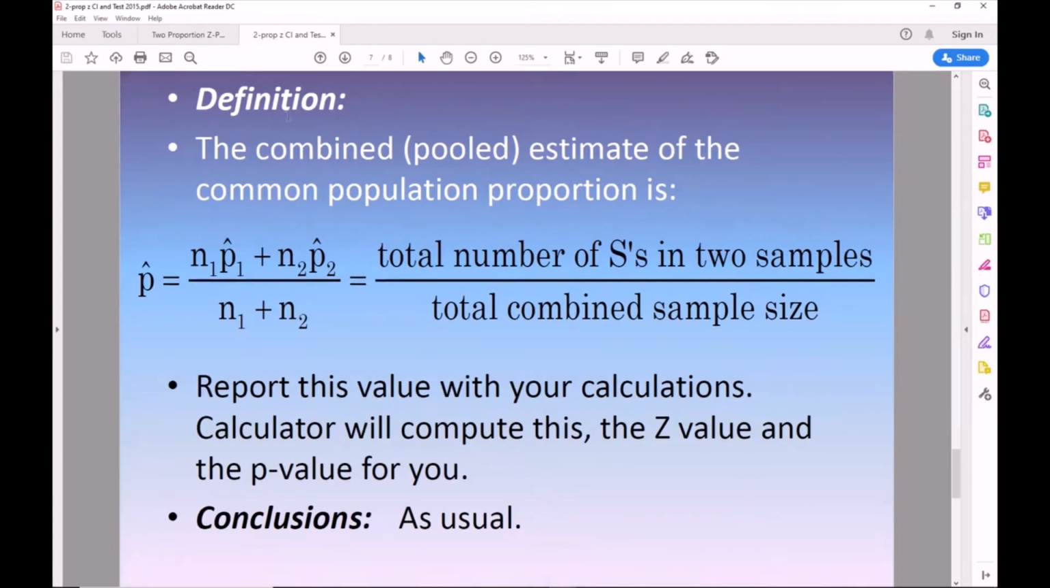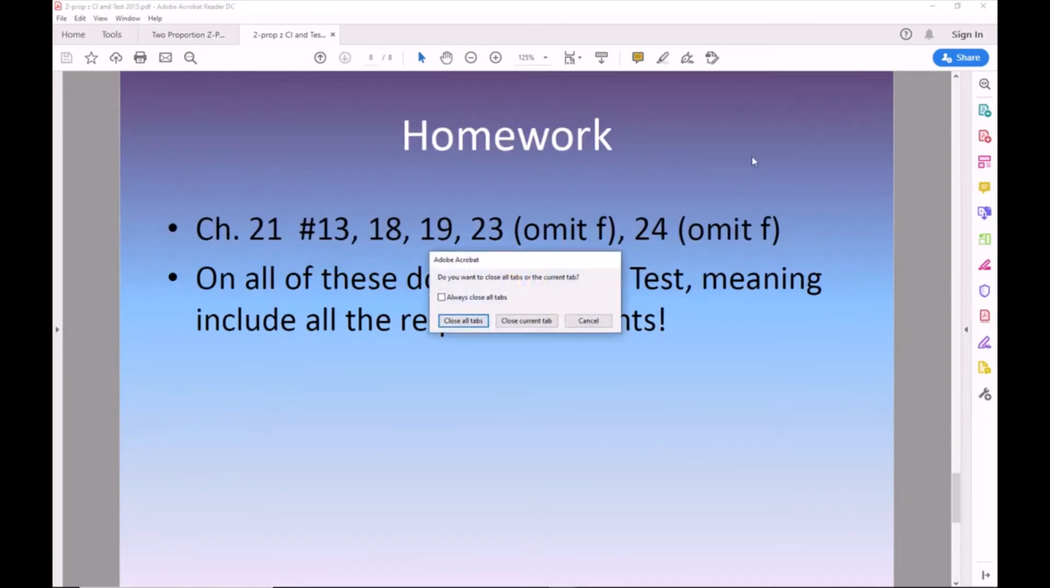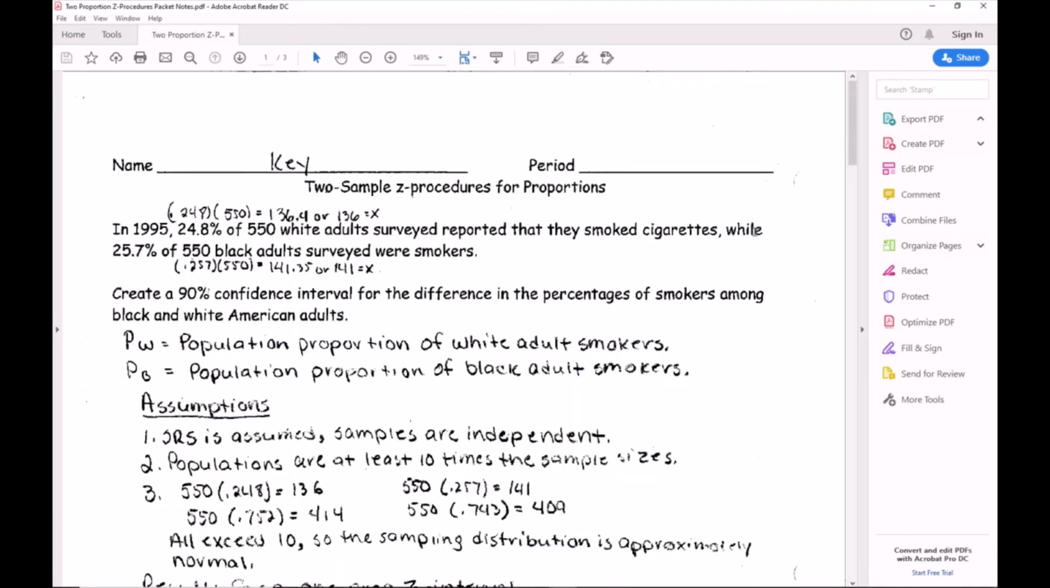So this is your assignment. It's posted everywhere. So let's go into your packet notes and look at those. All right, there they are.